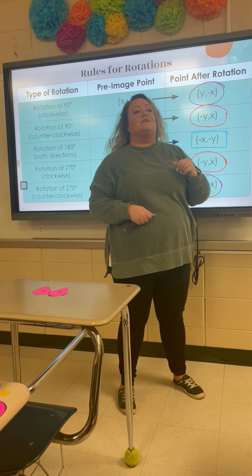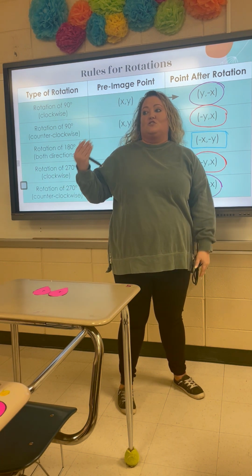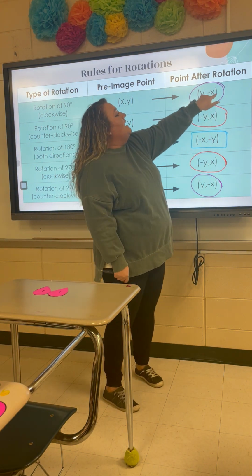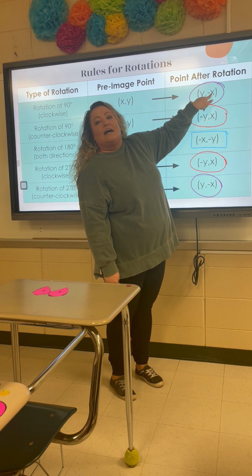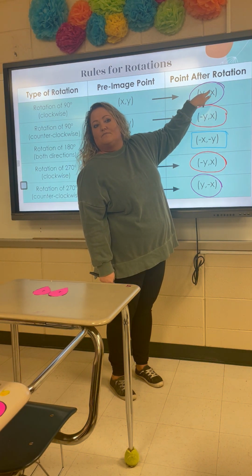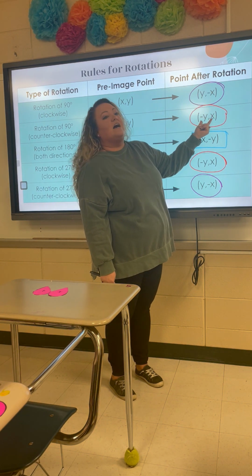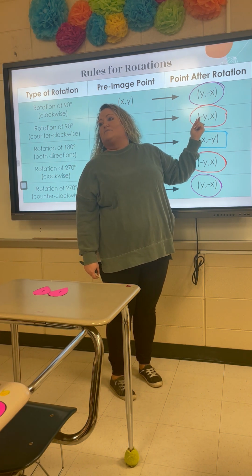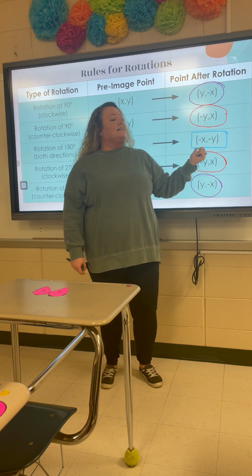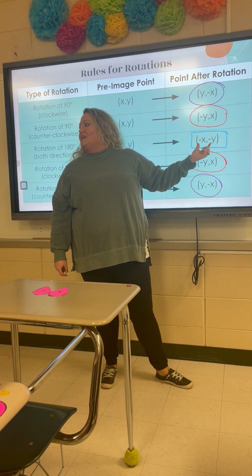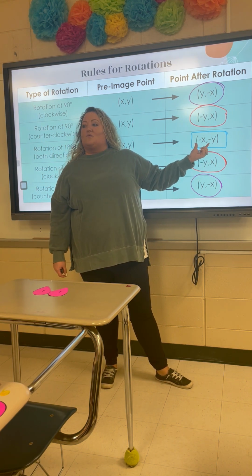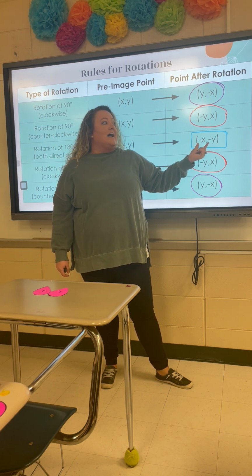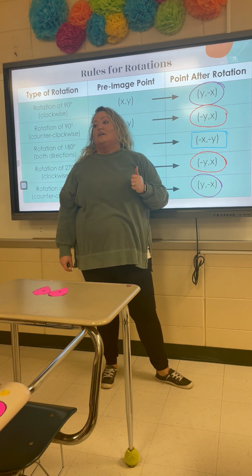The negative doesn't mean that it becomes negative, it just means that it changes to its opposite sign. Okay? So for a 90 clockwise, the X and Y switch and the X changes to its opposite. And then for a 270 clockwise, the X and Y switch, but the Y becomes its opposite. And then my favorite rule is the 180. They don't switch, the X and Y stay this way, but they both change to their opposite. And that's the 3 rules that we really need to know.